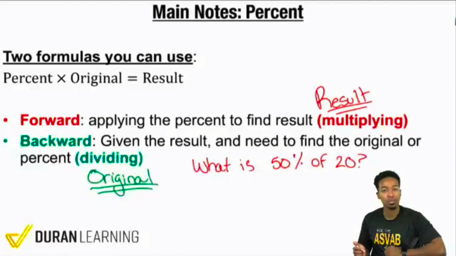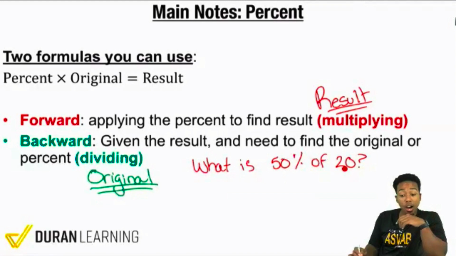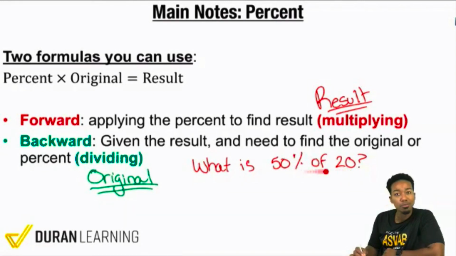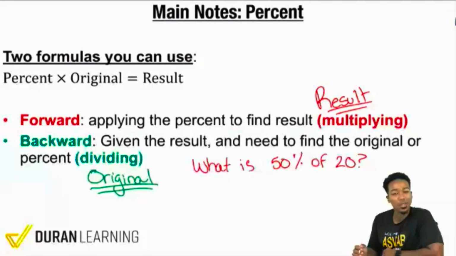Here's another way. Number two: do you notice how it says 50% of 20? What does of mean again? Right, multiply, exactly. The word of means multiply. So 50% of 20, you're multiplying 50% and 20 to get the result, working forward. That's another way you can see it.